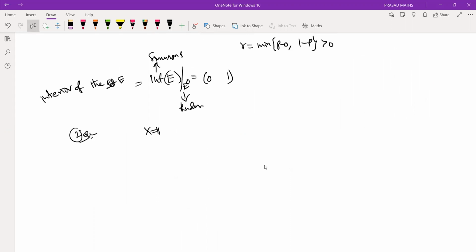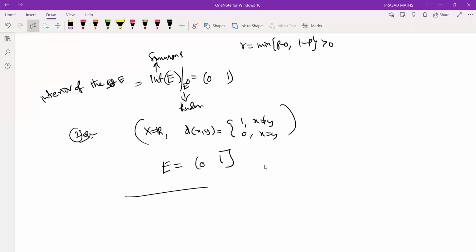Suppose we take the same example, X with the discrete metric, and the same set, which I consider as 0 closed to 1. Is it open? What are the interior points of E? The idea is the same. It's open at 0, closed at 1. Is 0 an interior point? No, because the point lies outside of the set, therefore it's not an interior point.